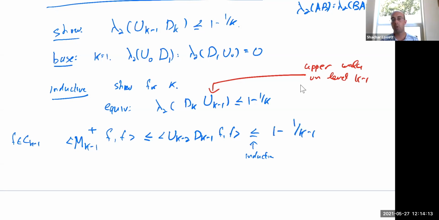Okay. So we're connecting the non-lazy upper walk on level k minus 1 to this lower walk on level k minus 1 by this PSD ordering, and here we use induction.